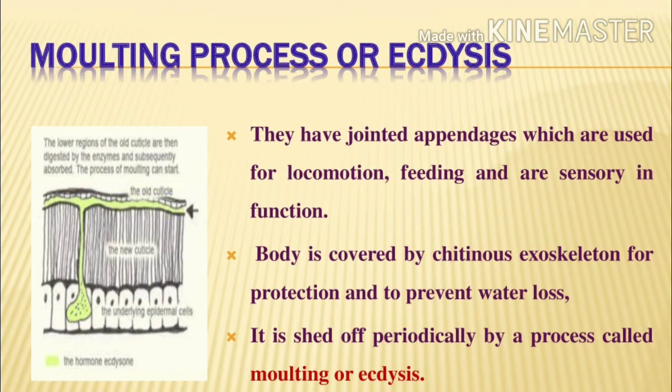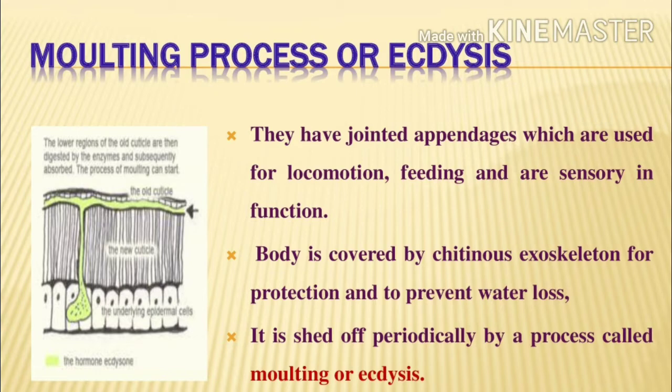Okay, molting process or ecdysis. What is the meaning of molting process or ecdysis? The phylum Arthropoda has jointed appendages. These appendages are used for locomotion, feeding, and sensory function. The body of phylum Arthropoda is covered by a chitinous exoskeleton. What is the use of this chitinous exoskeleton? It provides protection and also prevents water loss. It is shed periodically, and this process is called molting or ecdysis.